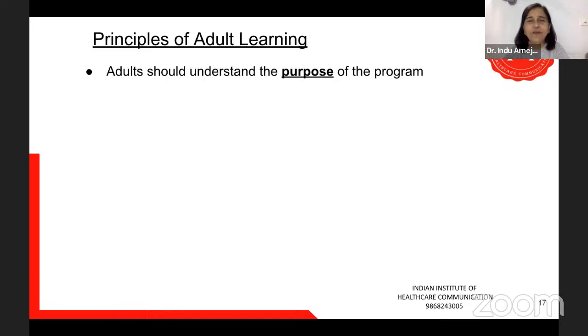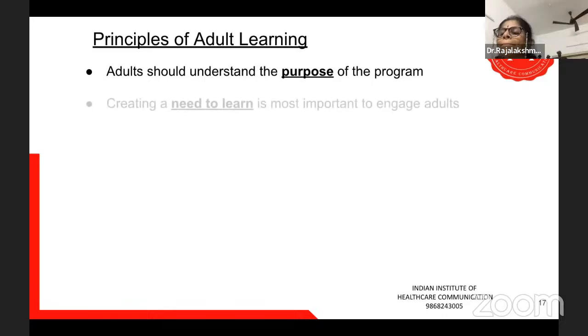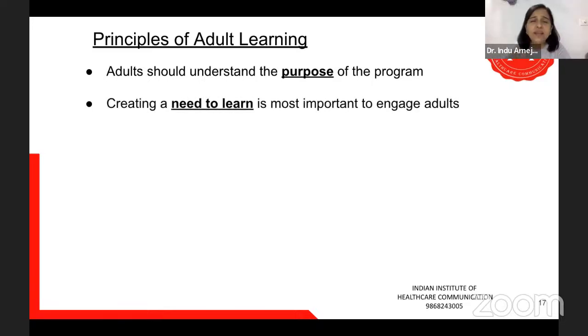WIIFM. What is in it for me? Second point is, if you can create a need to learn, then you can engage your audience. So when you talk about what is happening and how that can be changed, without any blame game, without finding fault, you are able to create a need to learn.